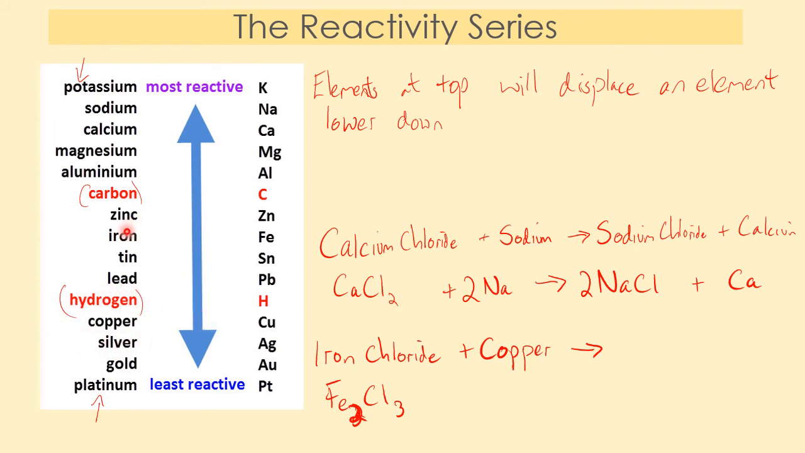That tells me that iron is more reactive than copper, so the iron won't get displaced. The copper cannot displace it, so there will be no reaction. Put a big cross there, and we can say there is no reaction in this case, because iron is more reactive than copper.